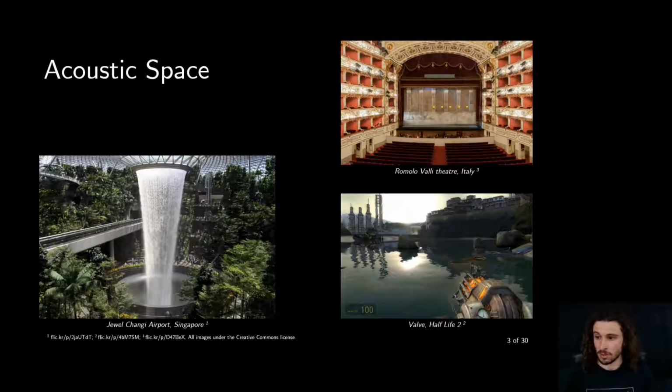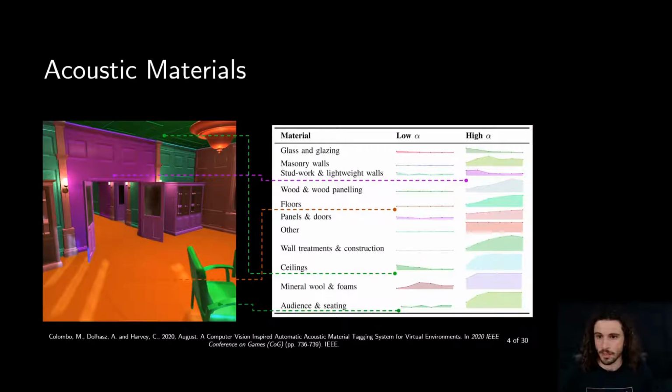The places shown in these figures, such as the airport in Singapore, Half-Life 2 the computer game, or the Opera House in Italy, have very unique acoustic environments, and among different factors affecting the resulting soundscape are materials, and specifically acoustic materials. We can essentially define acoustic materials as semantics mapped to acoustic information. In the table, for instance, there is glass and glazing associated with alpha absorption coefficients, which is information that acoustic renderers can use to simulate phenomena associated with wave propagation.